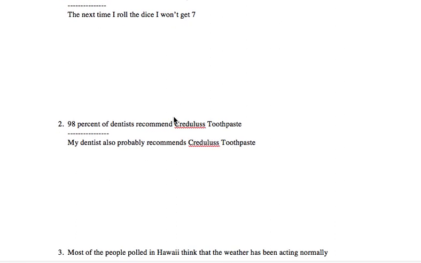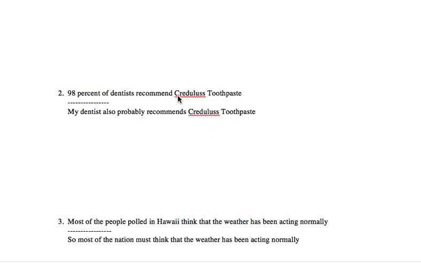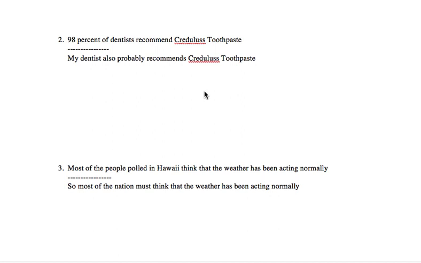There's the risk. The next one: 98% of dentists recommend this toothpaste, whatever the heck it is, an advertisement on TV, call it Credulous. Usually a lot of these names that they have are sort of a play on words. Anyway, my dentist also probably recommends Credulous. This is population to sample. Why? Because you're talking about the total population of dentists, 98% of them. And then you're saying from that overall population, your dentist, one particular instance, the sample, also probably recommends this. That might be a good argument, probabilistically, but it still includes some risk. Where? Well, he might be in the 2% that doesn't actually recommend this toothpaste.